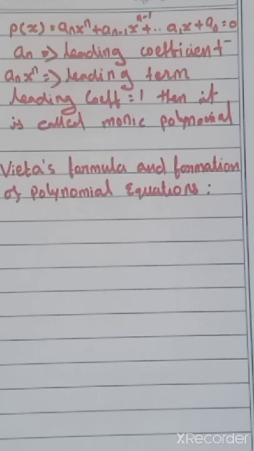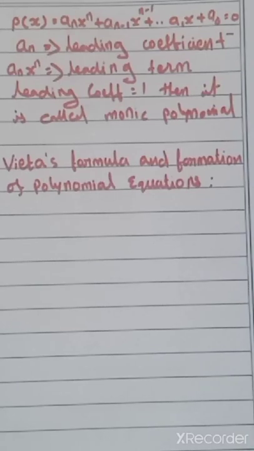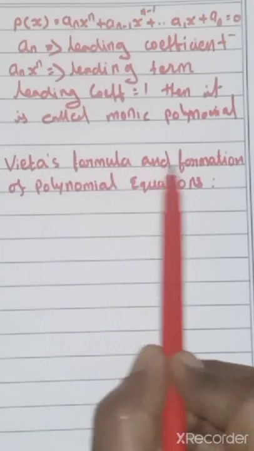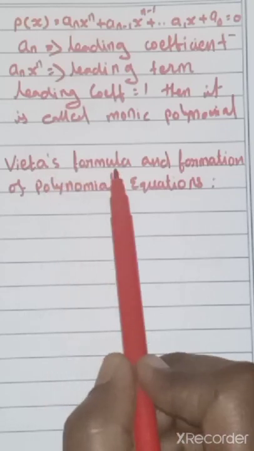That x value is what we call the root, or the zero. Right? Now, the new concept, that is your Vieta's formula. Vieta's formula and formation of polynomial equation. So what is this Vieta's formula?